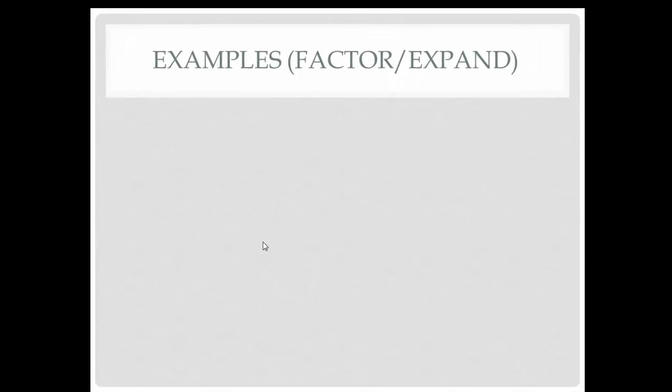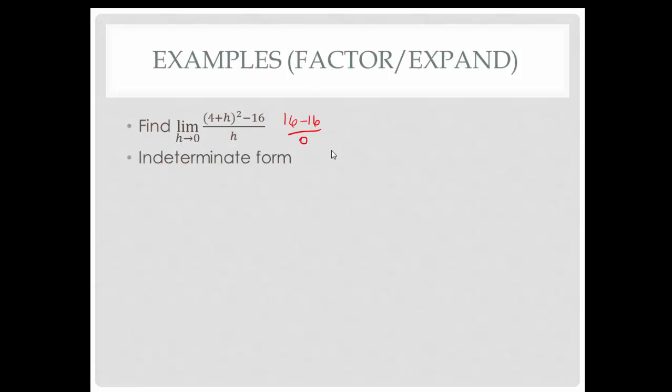Let's take a look at another one. Examples of factoring or expanding. We just did one where we had to factor. Let's take a look at this one. Find the limit as h approaches 0 of (4 plus h) squared minus 16 all over h. Notice if you want to try direct substitution first, if you put in 0, you're going to get 4 plus 0, which is 4. So you're going to get 16 minus 16 in the numerator, and you're going to get 0 in the denominator, which makes it, again, the indeterminate form 0 over 0. You cannot calculate this limit until you change the way it looks.